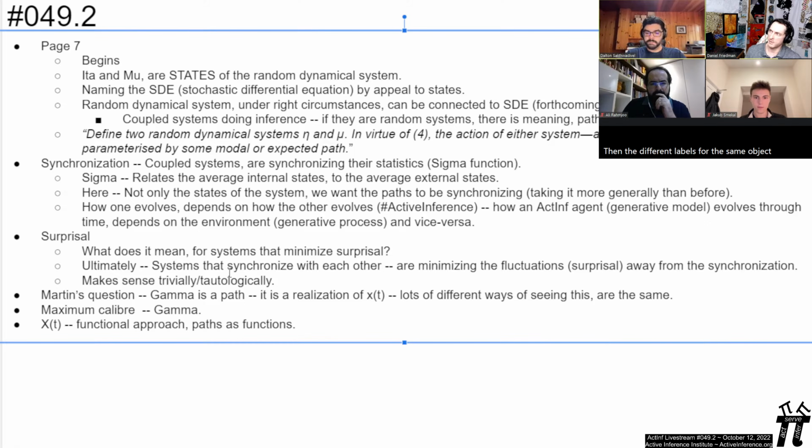Okay. And Martin follows up, is this synchronization an additional assumption to Bayesian mechanics, or is it part of the assumptions for it? And then, is x of t gamma of t?